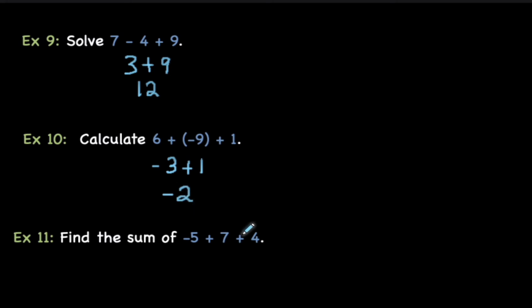So what about example number 11? We're told to find the sum of negative 5 plus 7 plus 4. Taking and subtracting these numbers together, 7 minus 5 gives us 2. And it's a positive 2 because the sign is positive on the larger value, and the larger value is 7 compared to 5. Bring everything else down. 2 plus 4 is equal to 6.